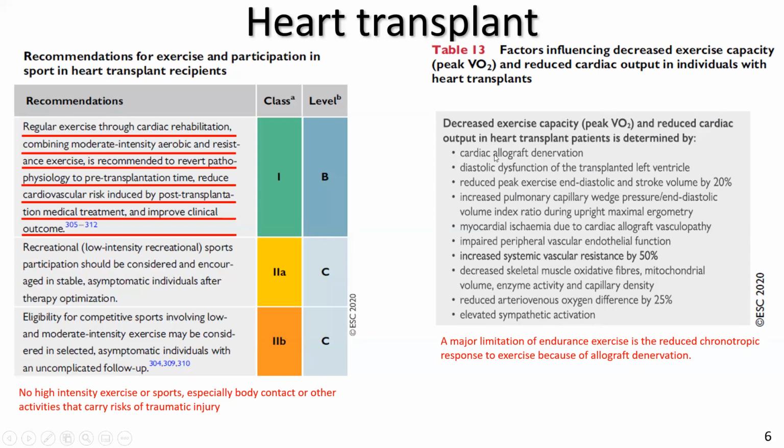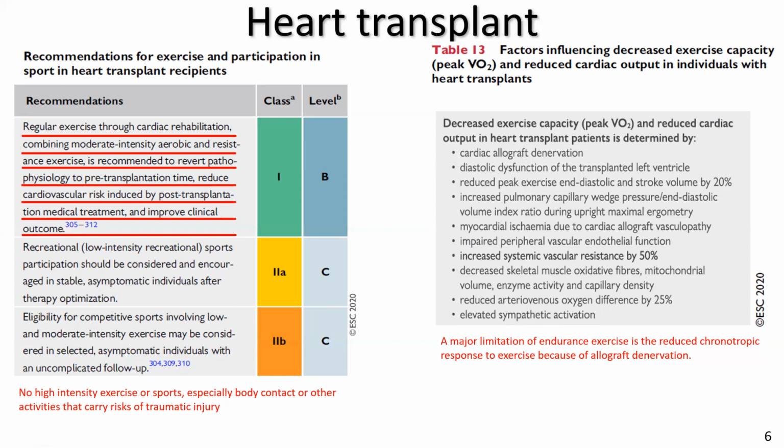So that's really the first stop point here, cardiac allograft denervation. There's diastolic dysfunction of the transplanted left ventricle, reduced peak exercise and end diastolic and stroke volume by 20%, increased pulmonary capillary wedge pressure, myocardial ischemia due to cardiac allograft vasculopathy. That's well described in the literature, vasculopathies. Hopefully that improves with time.